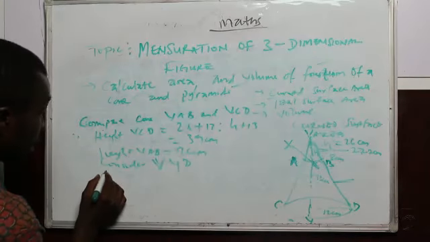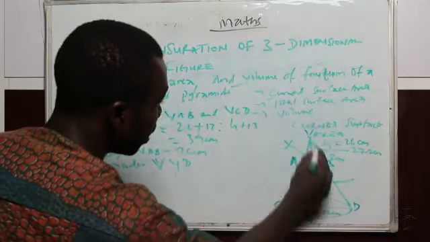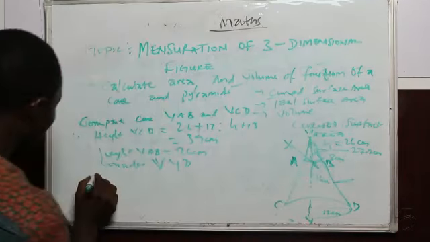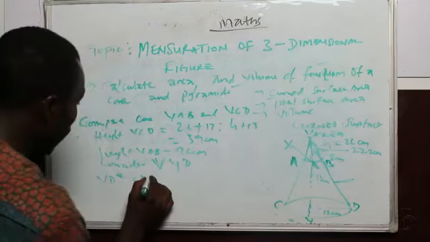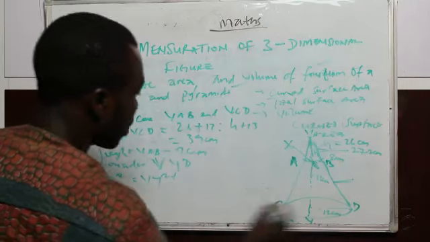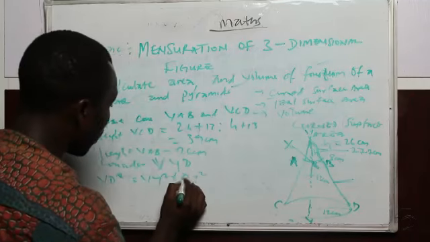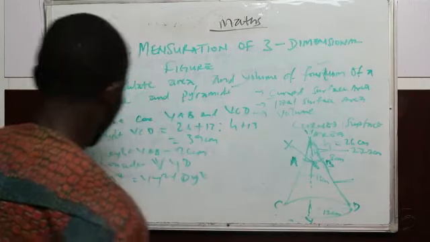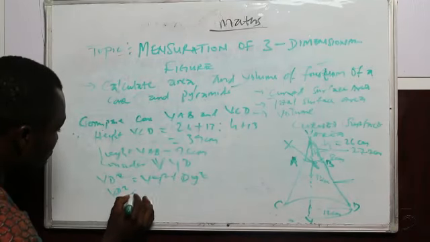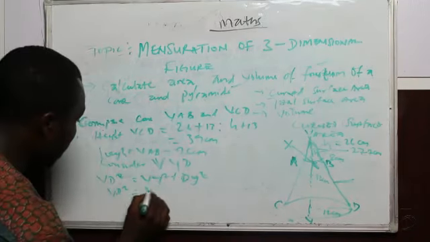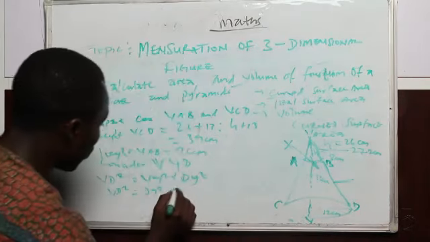Consider triangle PYD. Then, what is our PD? PD squared is equal to PY squared plus DY squared. Now, PD squared is equal to what is PY squared? That is 39 squared plus what is DY squared? DY squared is 12 squared.